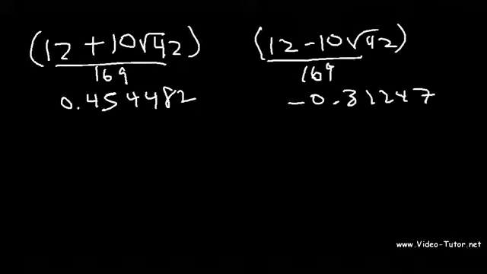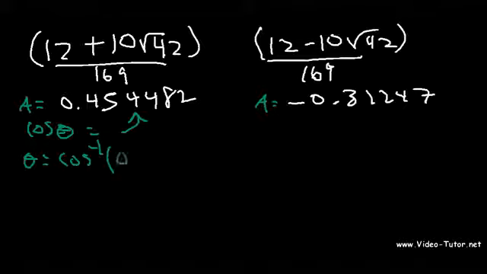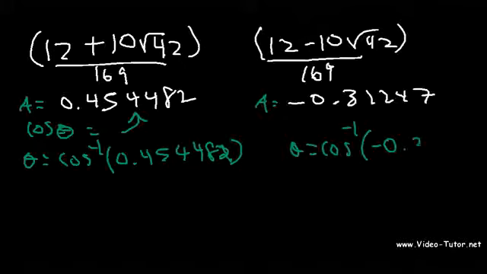Whenever you square both sides, you may get an additional answer. So one of these answers may not be the right answer, but at least one of them should be correct. The only way to know is to test both. Right now, this is equal to A, which is equal to cosine theta, since A is cosine. So cosine theta is equal to this number, which means theta is the inverse cosine of 0.454482, and it's also the inverse cosine of negative 0.31247.